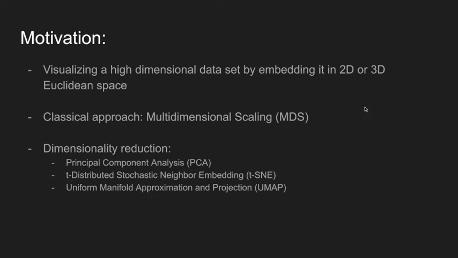The classical approach is multidimensional scaling, MDS, which aims to preserve the distances between all pairs of data points. Dimensionality reduction is a more general version of this problem, aiming to project a given dataset to a lower dimensional space. There are many popular algorithms for dimensionality reduction, from linear methods such as principal component analysis, PCA, to nonlinear methods such as t-SNE and UMAP.